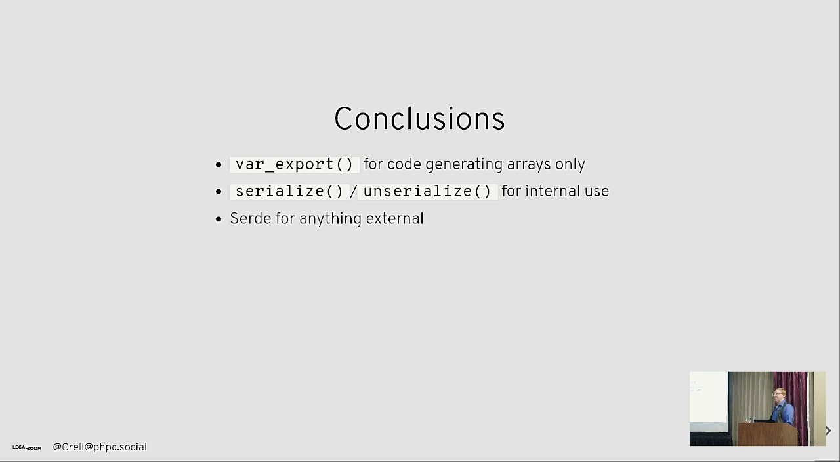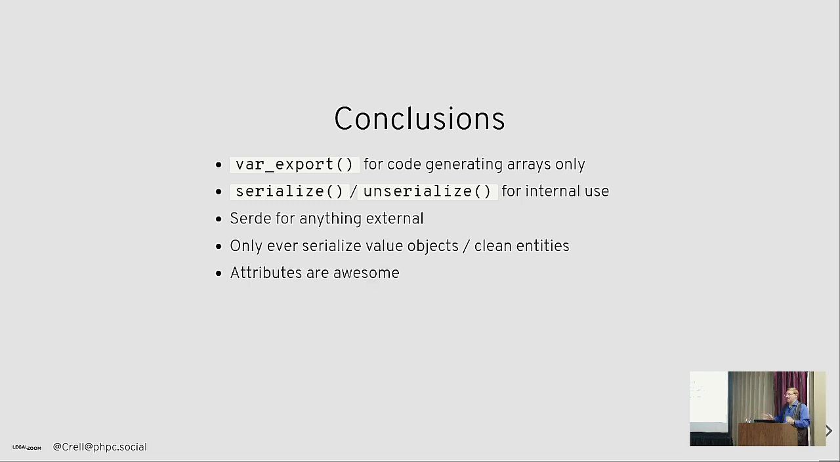For anything above that, Serde is your most robust and I would say fastest option. It's surprisingly performant, and I know there's some additional performance tuning I can do in there. Only ever serialize clean value objects. Do not try to serialize things that have a dependency on your database or your repository or anything else like that. You're in for a world of pain. I was there when Drupal tried to do that. World of pain. Attributes are awesome.